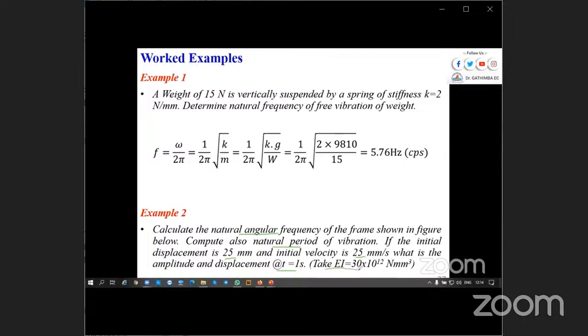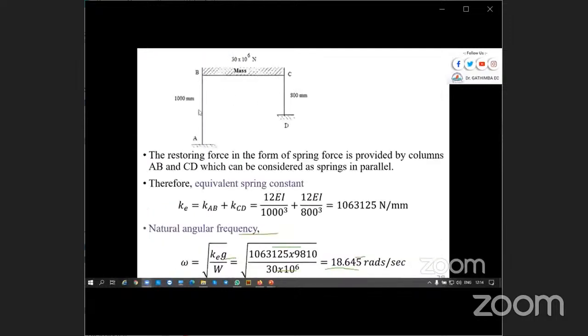And you are given the flexural rigidity of our column, of our beam. It is 30 times 10 to the power 12. So this is the structure. If you look at this, the lengths are different. This is 1 meter. This is 0.8 of a meter. And then the mass is given. The columns are massless, as we said, and their work is to provide the stiffness. So you have the stiffness of column AB and the stiffness of column CD.